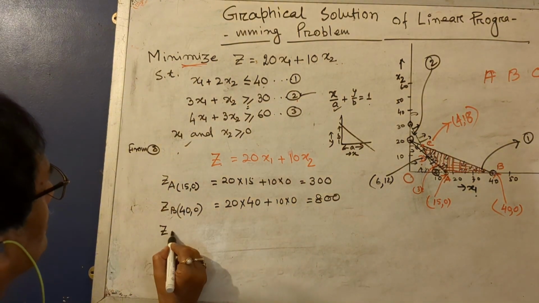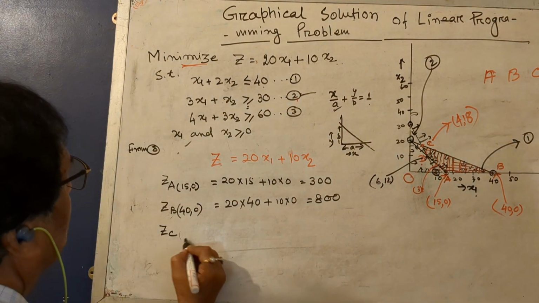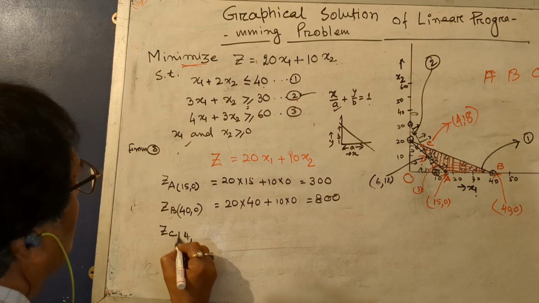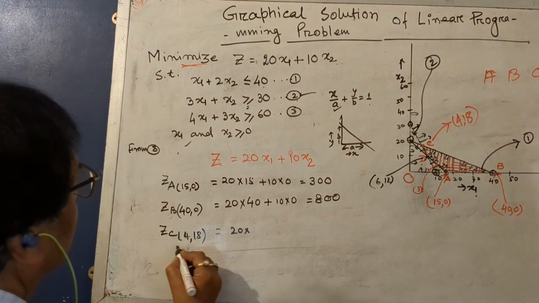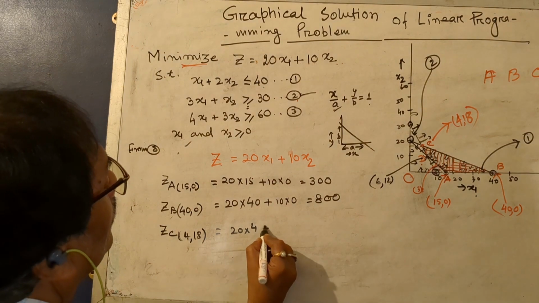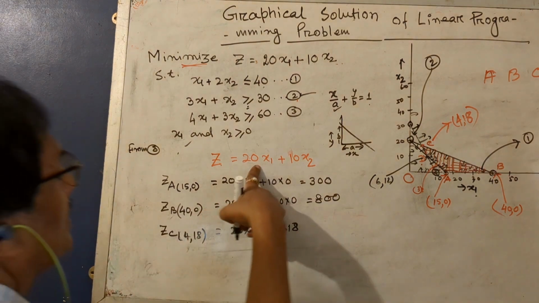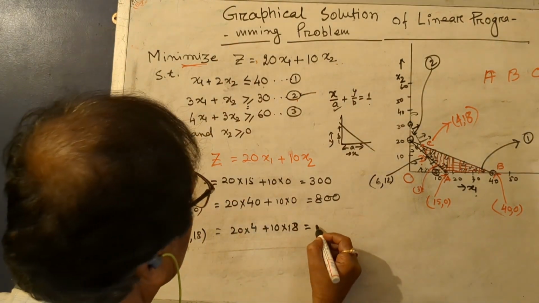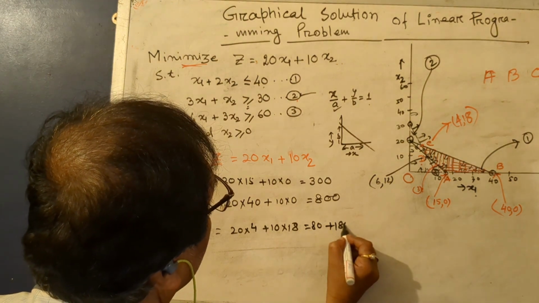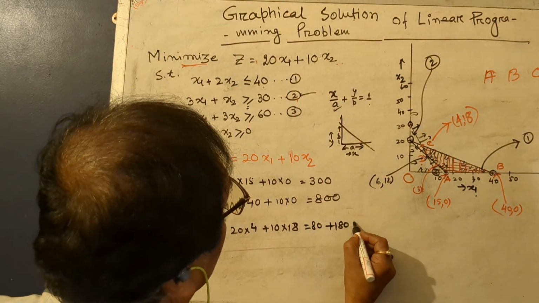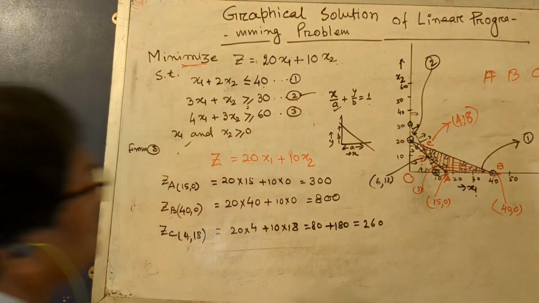Now Z at C. Where is C? C coordinate is (4, 18). What is the value? 20 into 4 plus 10 into 18. That is 80 plus 180, which is 260.